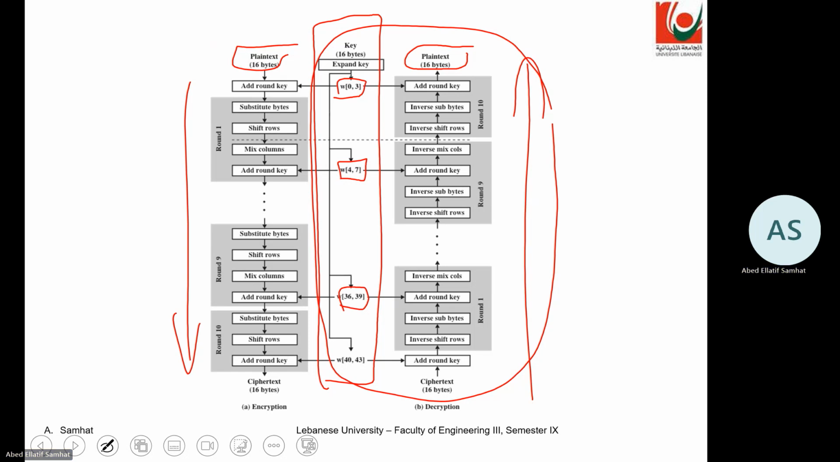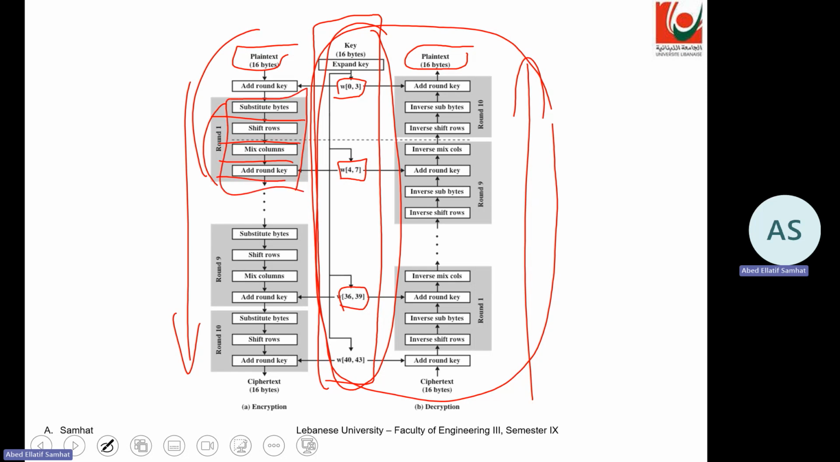Okay, and then after describing the key expansion, we will go into the encryption process to see the 4 transformations that are applied at each round, which are substitute byte, shift row, mix column, and add round key. And at the decryption, you will see that here we have the reverse. If we have add round key, it will be add round key. If we have shift row, it will be inverse shift row. If we have substitute byte, it will be inverse substitute byte.